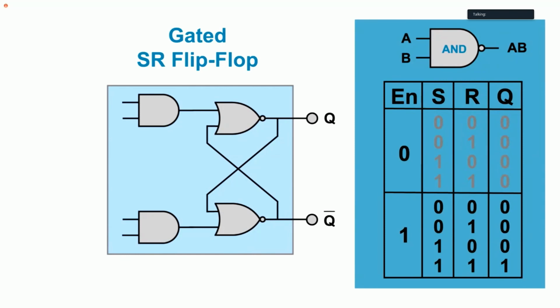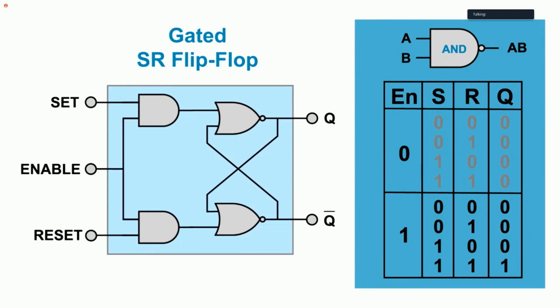SR latches can also be gated. I'll show you what I mean. To make an SR latch gated, two input AND gates are added, one each to the set and reset inputs. The second inputs to each AND gate go to a single enable input. Per the rules of AND gates, the enable input must be active for the set and reset inputs to be able to affect the outputs. If the enable pin is off, S and R can change, but they won't affect the outputs. As long as the enable pin is active, signals at set and reset can trigger the outputs.